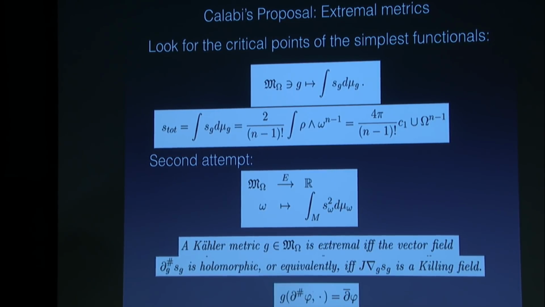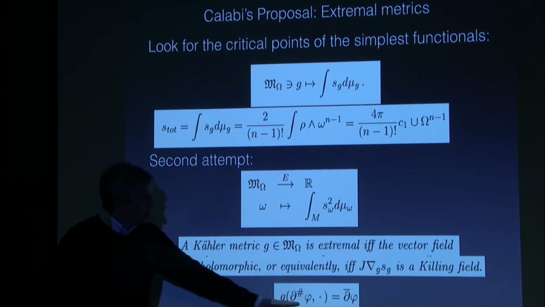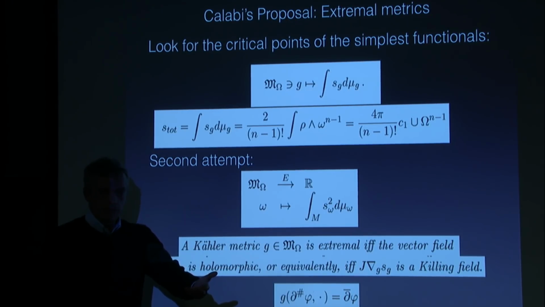Maybe I can even add the definition of the del sharp. This is a typical operation in complex geometry. You take a function, a real valued function, and basically you take the 1-0 part of the gradient. So the gradient is a vector field, a real vector field on your manifold.